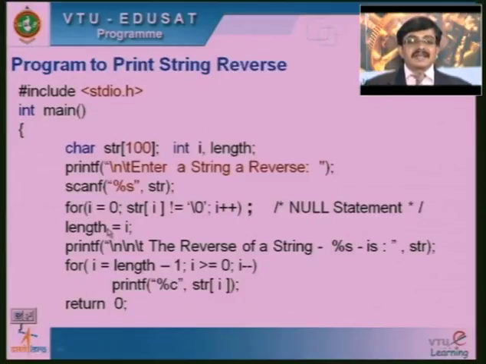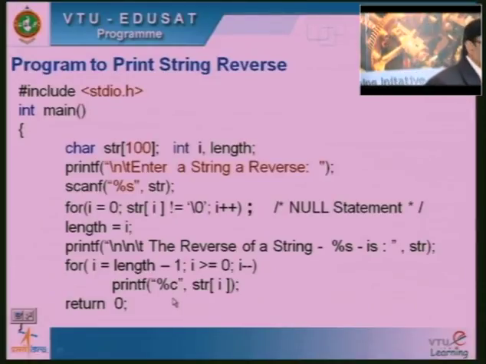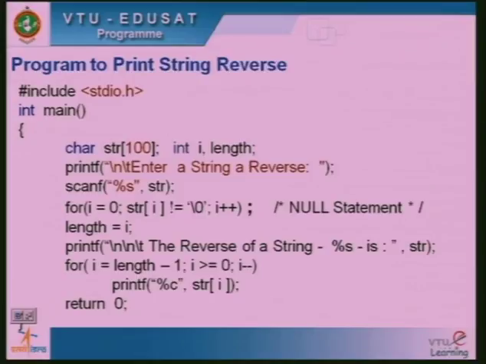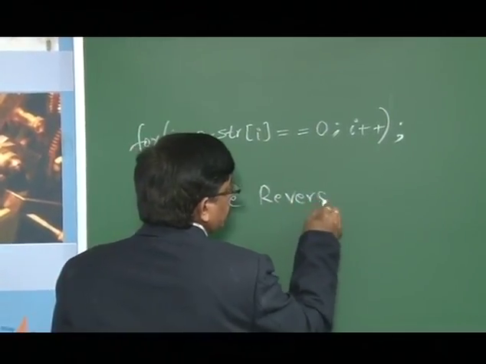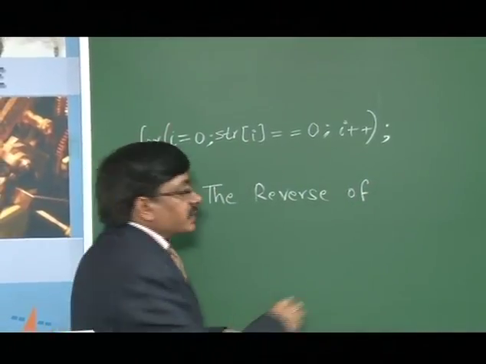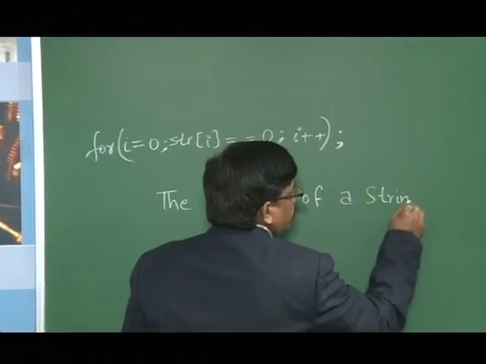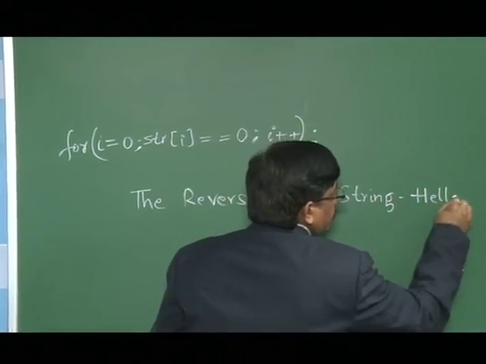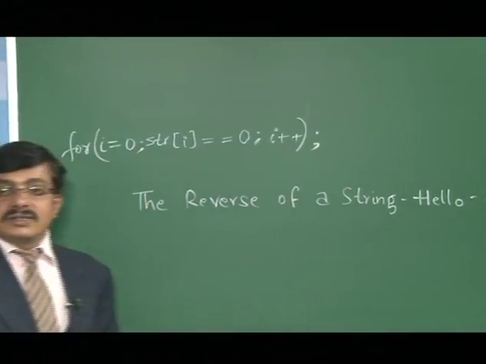Now I am supposed to print the string in reverse. Before I start printing the characters of the string, I print a message: the reverse of a string %s is. If str is hello, then the message displayed will be: the reverse of a string hello is. That is what is going to be printed there.